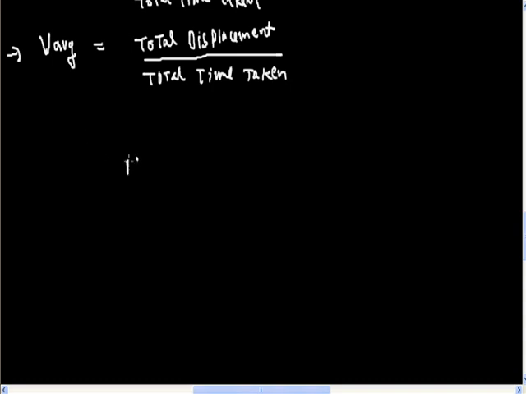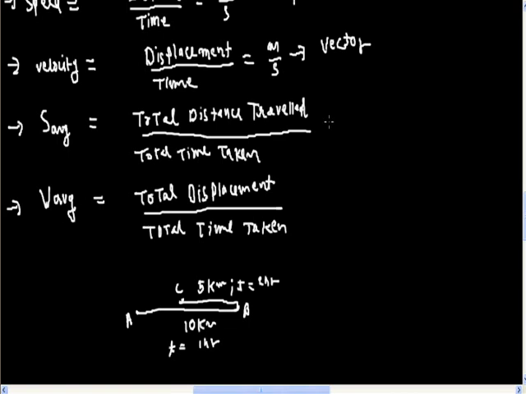An object starts at point A and moves 10 km to point B, and from point B to point C it moves 5 km. In 10 km it takes, let's say, 1 hour. In B to C, let's say it takes 2 hours. Okay, now you have to calculate average speed and average velocity. Now we come to the formula.